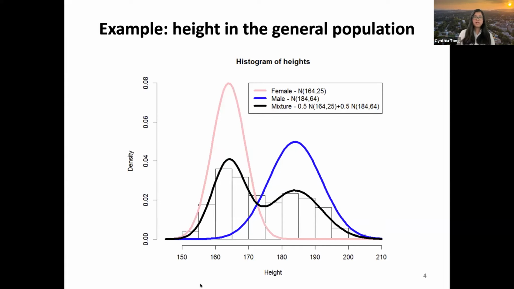If you argue that, well, you know the group identity, there are females and males, and then you can just use a multi-group analysis. So then the next example is probably a better example for mixture modeling.